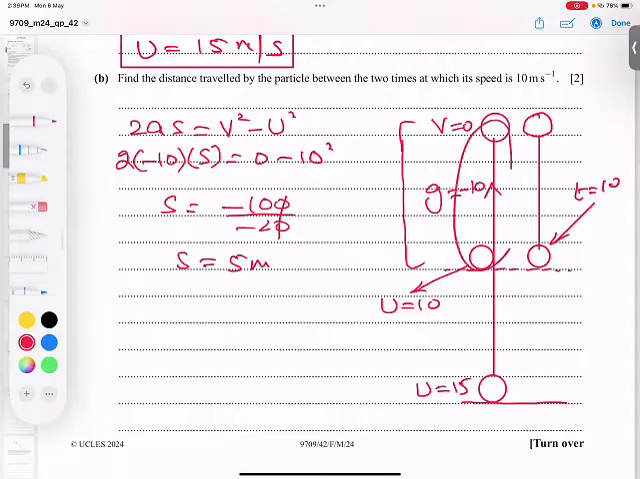It means, student, this distance is 5 meters, and this is also 5 meters. So total distance traveled. Total distance is what? 5 into 2. And I got 10 meters.